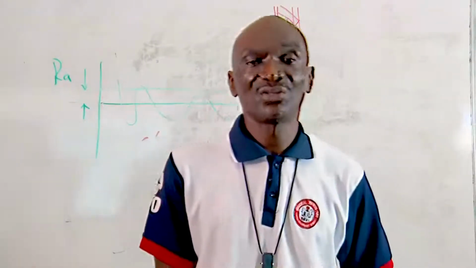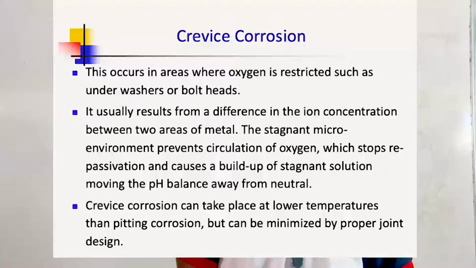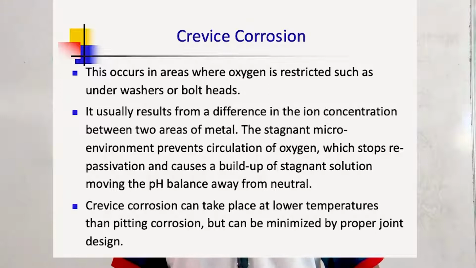The second kind of corrosion is crevice corrosion. Crevice corrosion occurs in areas where oxygen is restricted, such as where you have a bolt and washer, or a nut and washer arrangement. Areas under the washers or the bolt heads, where you see a restriction in the amount of oxygen that flows in the environment, have crevice corrosion happening in those spaces. It usually results from a difference in the ion concentration between 2 areas of a metal.